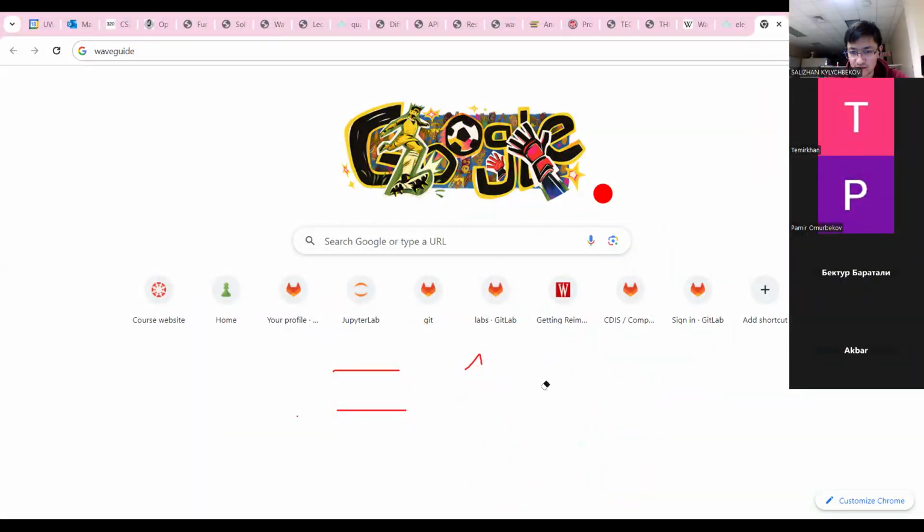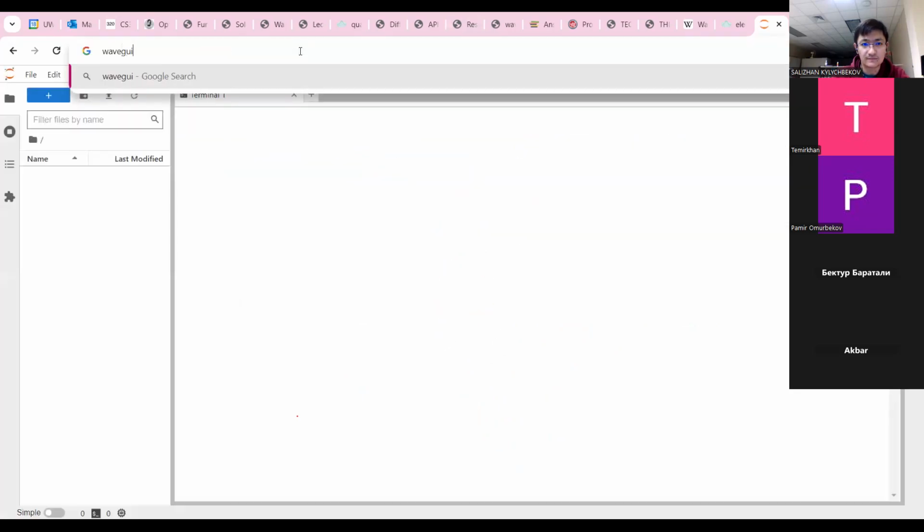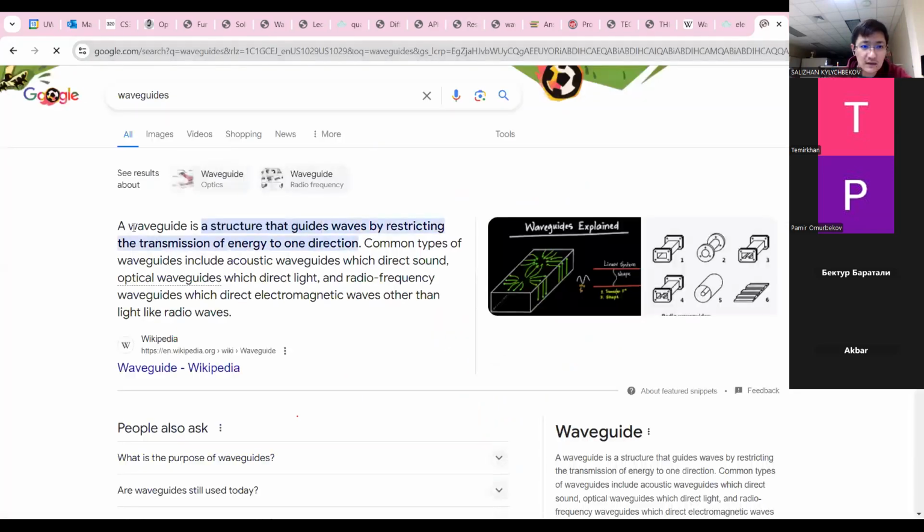Those concepts are not difficult. Actually, you can easily solve them if you just see problems a couple of times. So let's say waveguides. A waveguide is a structure that guides waves by restricting transmission of energy to one direction.